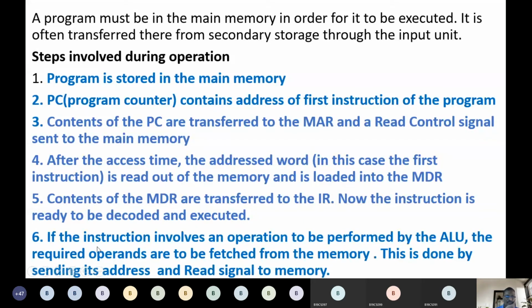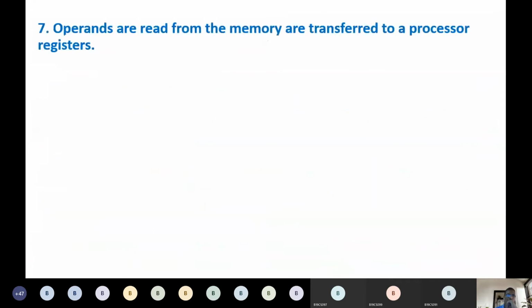If the instruction involves an operation to be performed by the ALU and it requires some operands from the memory, then the ALU will send its address and a read signal to read the operands from the main memory. Operands are read from the memory and transferred to the R0, R1 registers. We may have N registers. We call them processor registers.